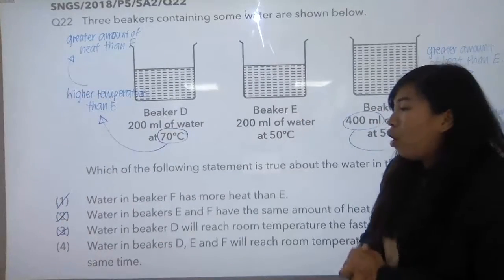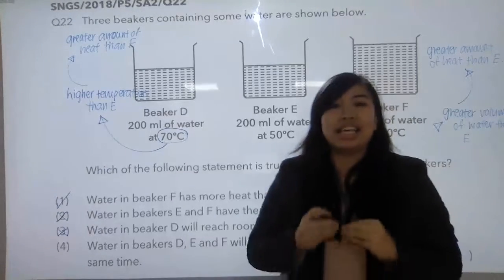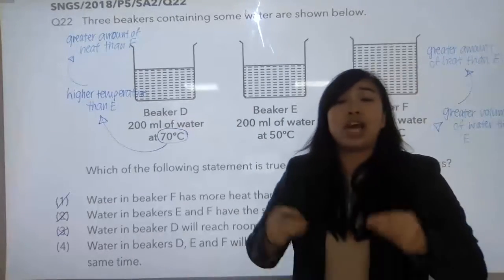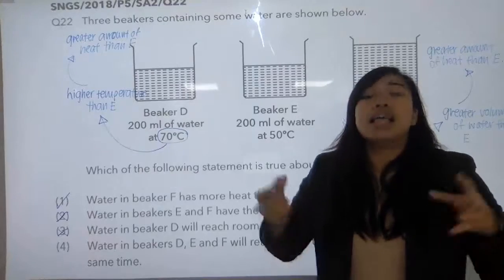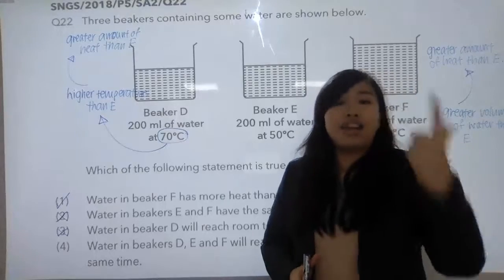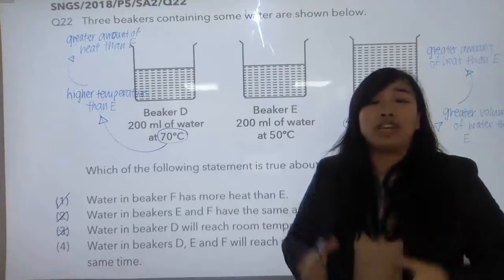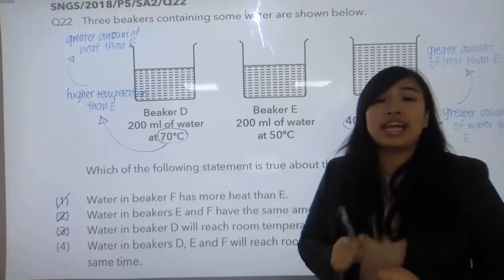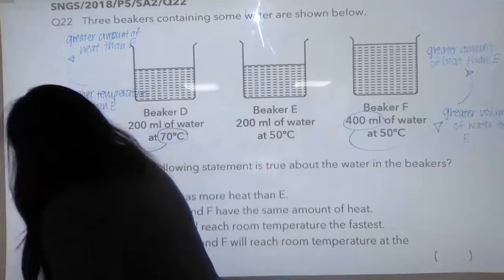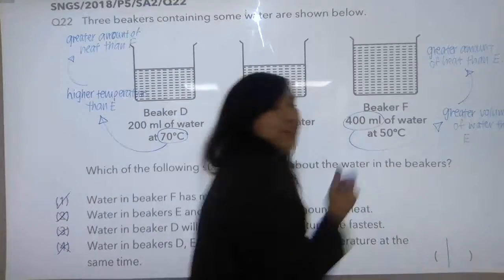Now, for option 4, water in beakers D, E, F will reach room temperature at the same time. In order for water in 3 beakers to reach the room temperature at the same time, they must lose the same amount of heat. However, due to different temperatures and different volumes of water, we know that each beaker has a different amount of heat inside it, and thus they will not take the same time to reach room temperature. As such, option 4 is not correct. This leaves us with option 1 as our correct answer.